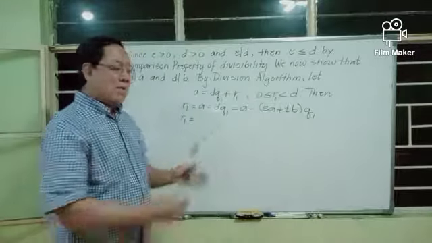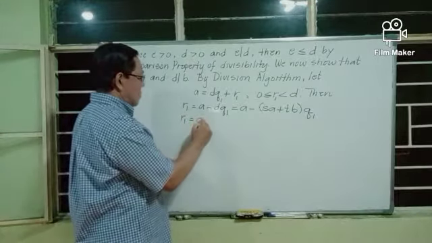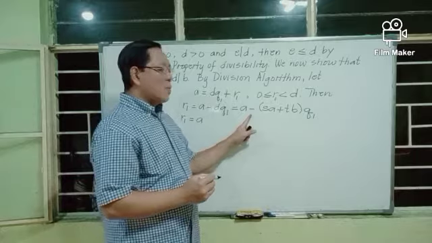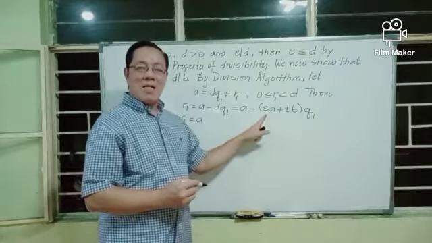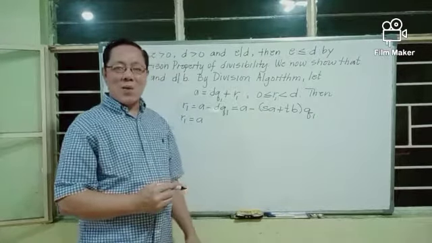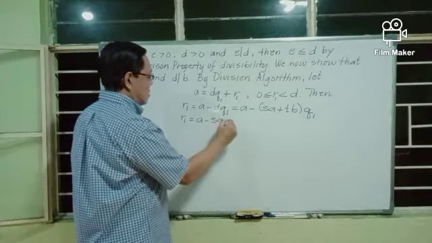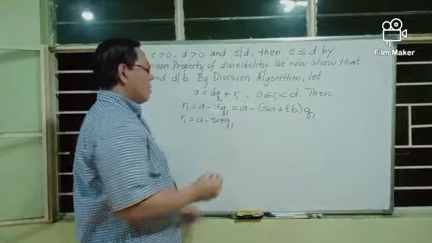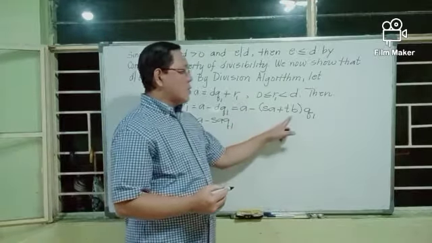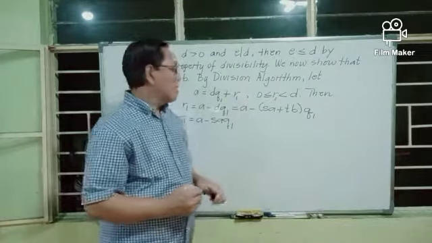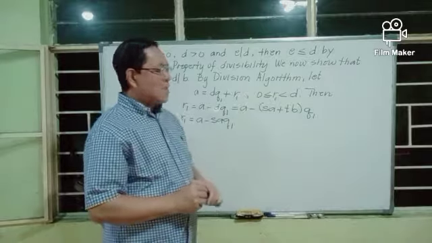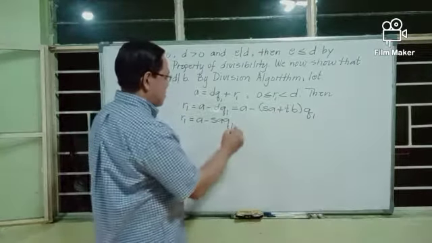We have A, negative Q1 multiplied by SA, you get minus SAQ1. And negative Q1 multiplied by TB, you get minus TBQ1.